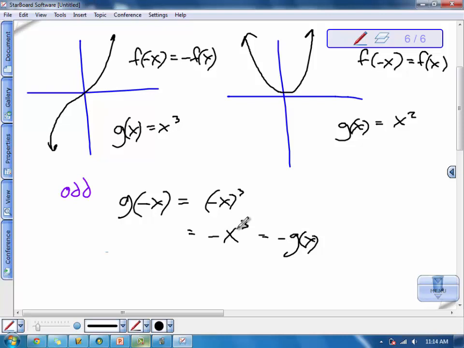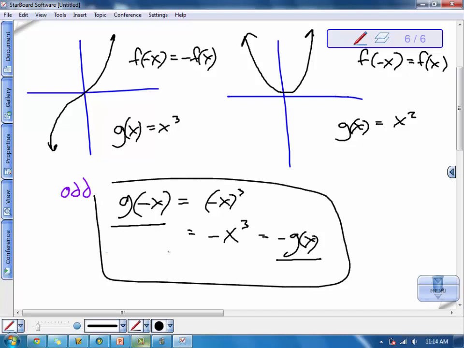So what I just showed is that g of negative x equals negative g of x, which is what this says. If you stick in negative x, you're going to get negative the function. I just did that. So that is the work to show me algebraically that it's an odd function. So I would say, therefore, this is an odd function. These three dots mean therefore.